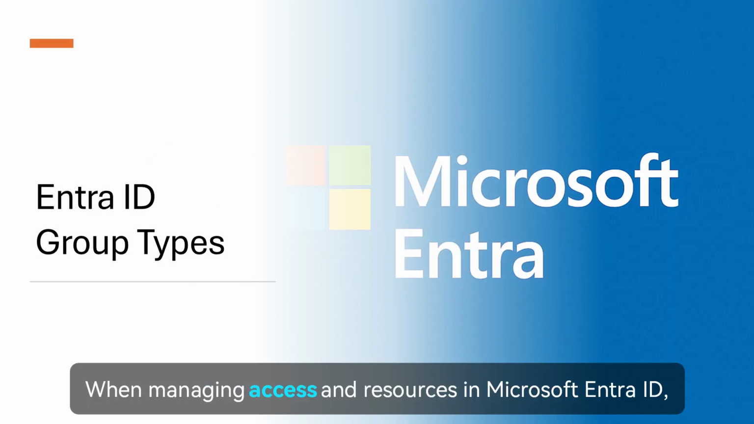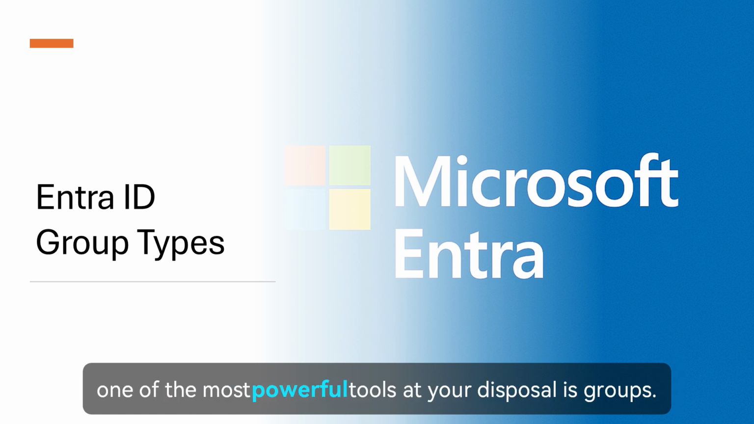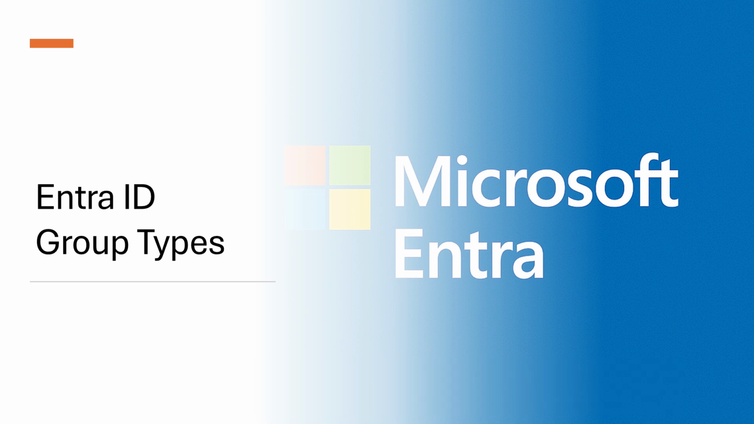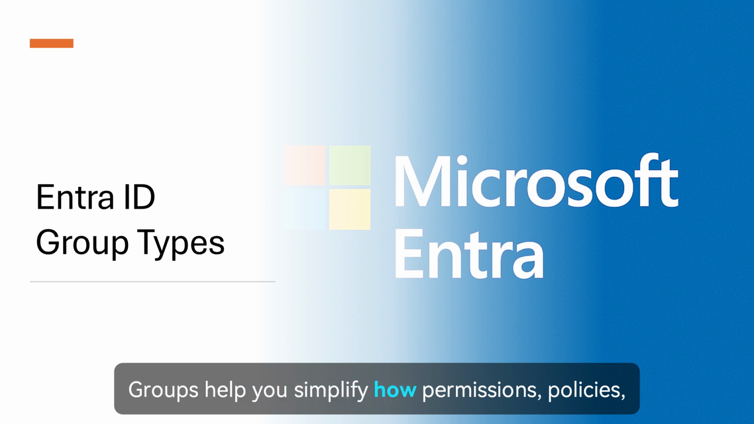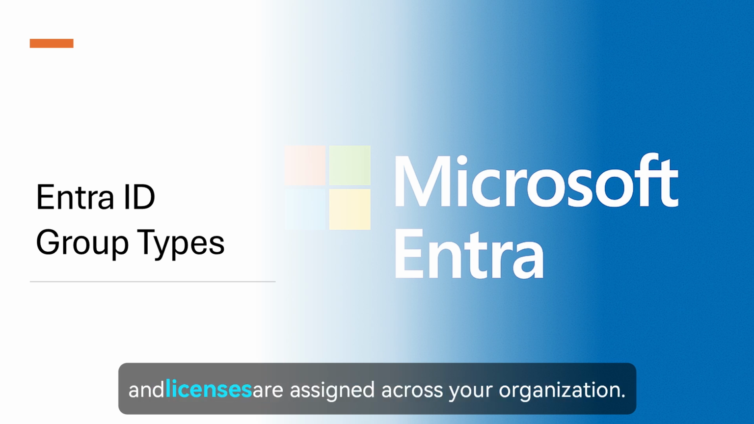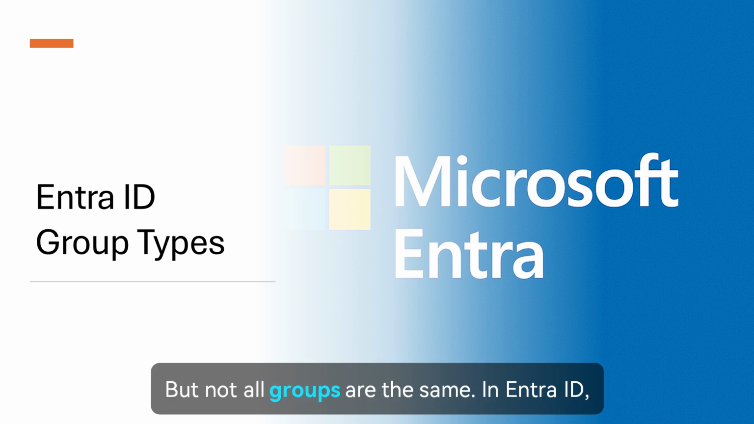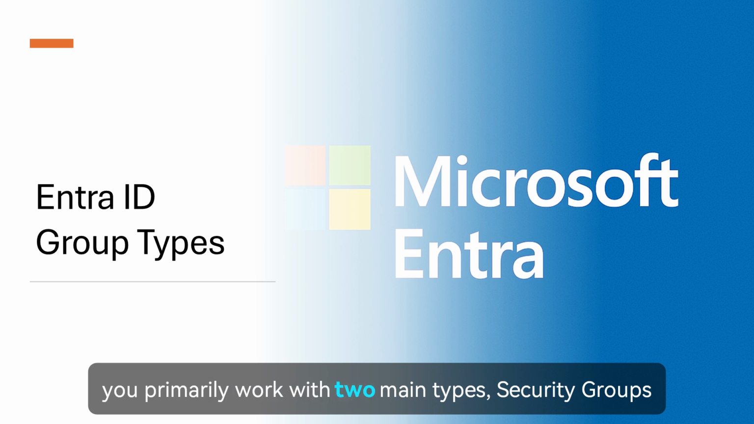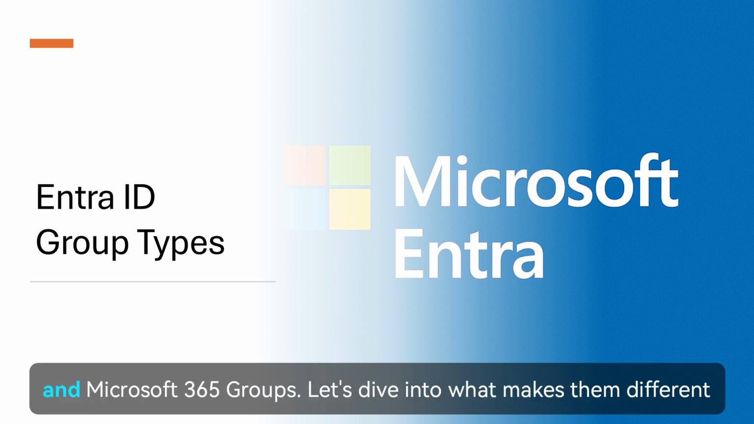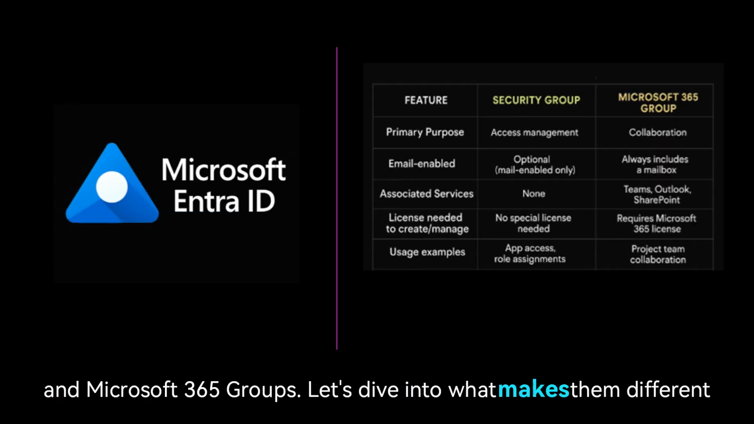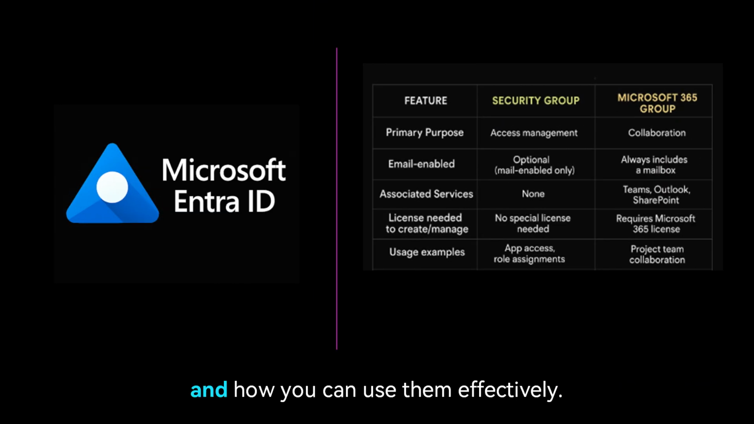When managing access and resources in Microsoft Entra ID, one of the most powerful tools at your disposal is groups. Groups help you simplify how permissions, policies, and licenses are assigned across your organization. But not all groups are the same. In Entra ID, you primarily work with two main types: security groups and Microsoft 365 groups. Let's dive into what makes them different and how you can use them effectively.